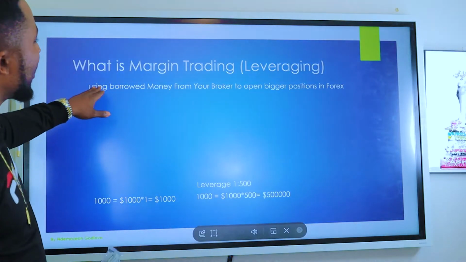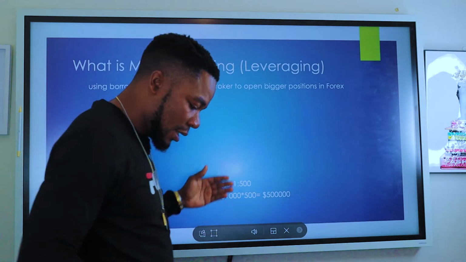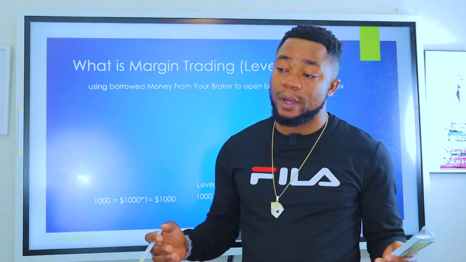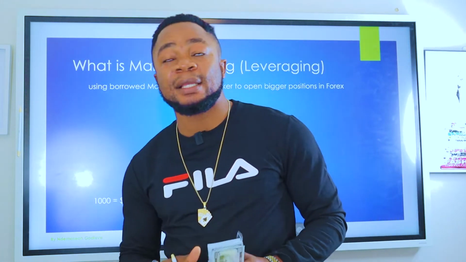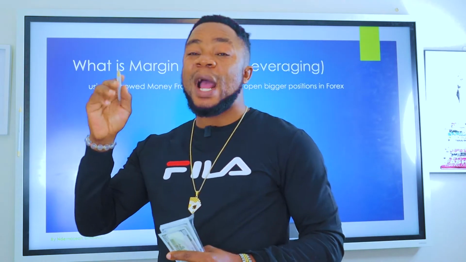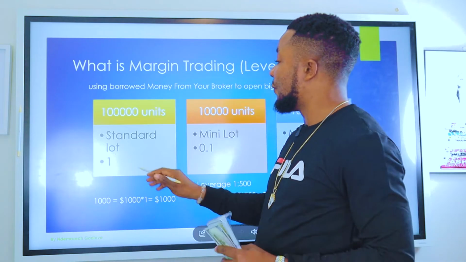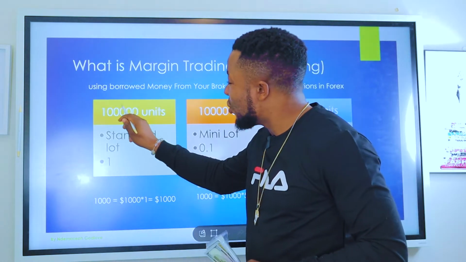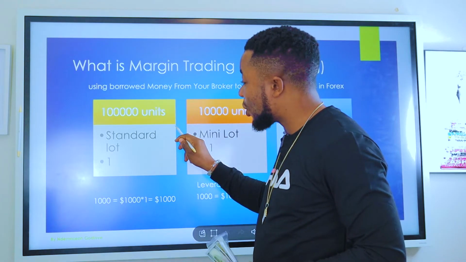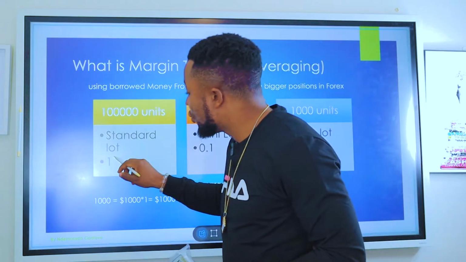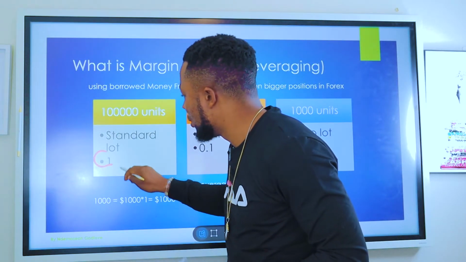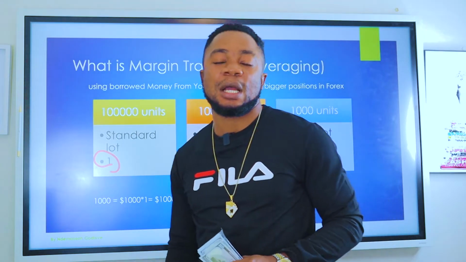So with that being said, they say, what is margin trading? Remember, I explained that the Forex market is the biggest market in the whole world, and since it is traded in lots, if you want to buy a standard lot, which is 100,000 units of a base currency, for you to use a lot size of 1, you need how much? You need at least $100,000.